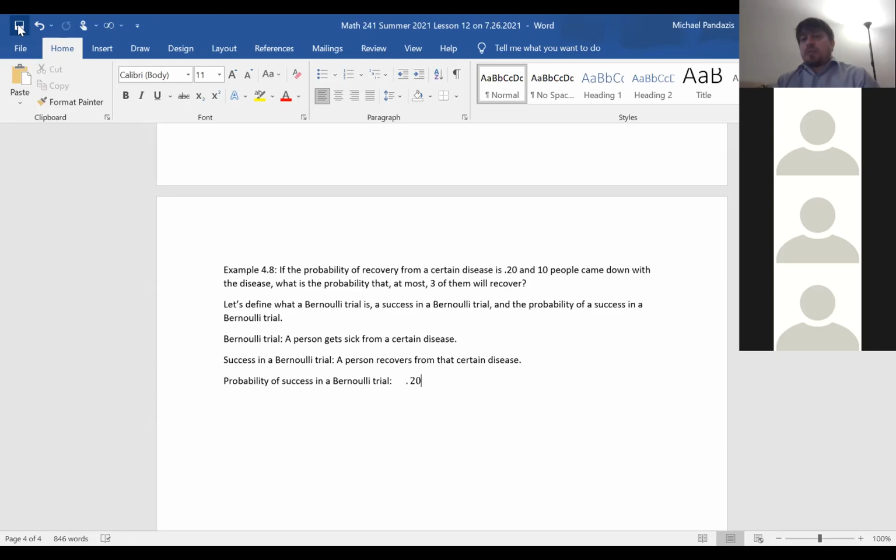What is the probability I get at most 3 heads in 10 coin flips? That's not the same as the probability in any one coin flip of getting heads. That's 1/2, right? Flipping a coin and getting heads, that's a 1/2 chance in any one coin. But the probability of getting at most 3 heads in 10 coin flips uses the probability of 1/2 to get that, right? So we're going to use the fact that each person has a 0.20 chance of recovering from the disease to find the probability that at most 3 of them do recover. That makes sense? So the probability of success in this Bernoulli trial is 0.20.